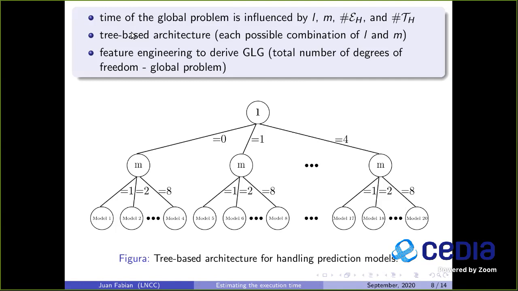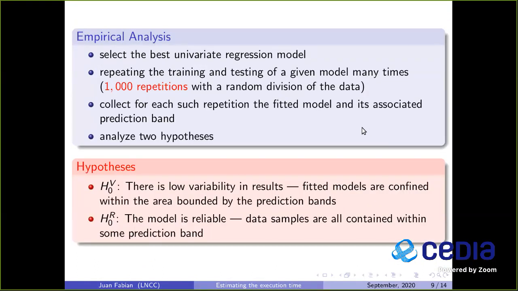To build a predictive model, we use a tree-based architecture. Remembering the numerical details of the coupled stage, we use the numerical parameters L and M for the branching. And in the leaves, we use linear models. For the selection of the model in the leaves, we perform an empirical analysis. In this analysis, we perform 1,000 repetitions, training and testing a specific model. We collect a fitted model and its prediction band for each repetition, and we analyze two hypotheses, H_B0 and H_R0. The first is related to the variability of the results, and the second to the reliability of the model.